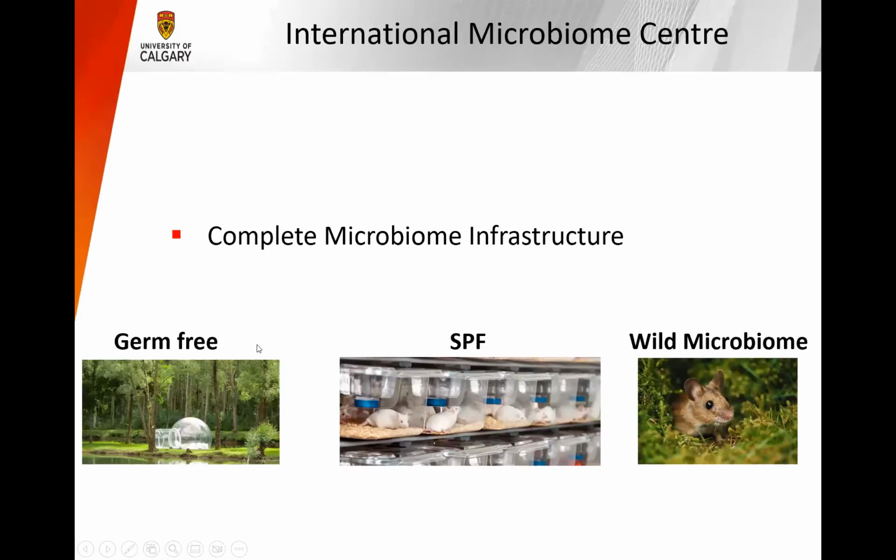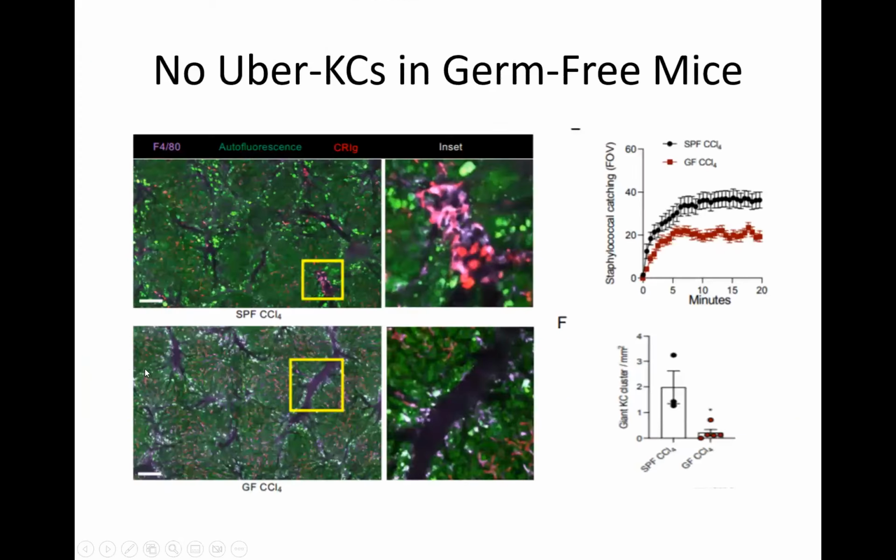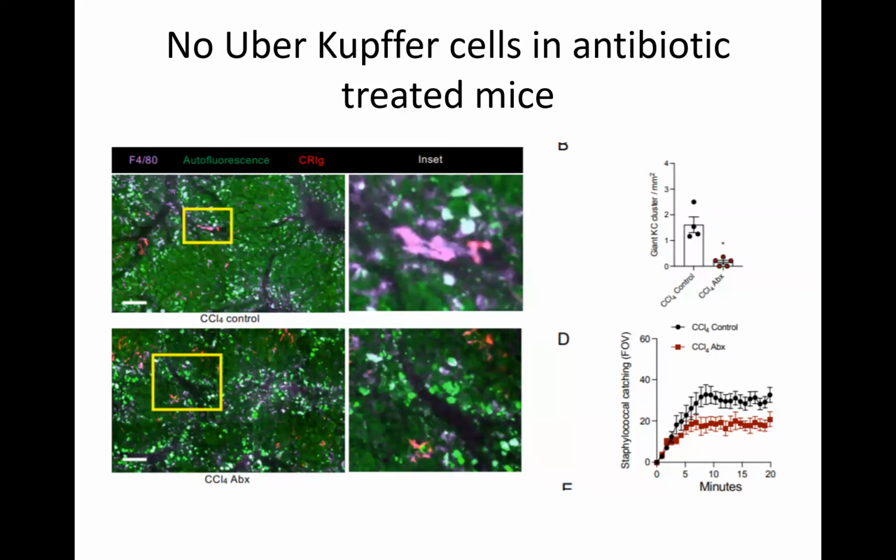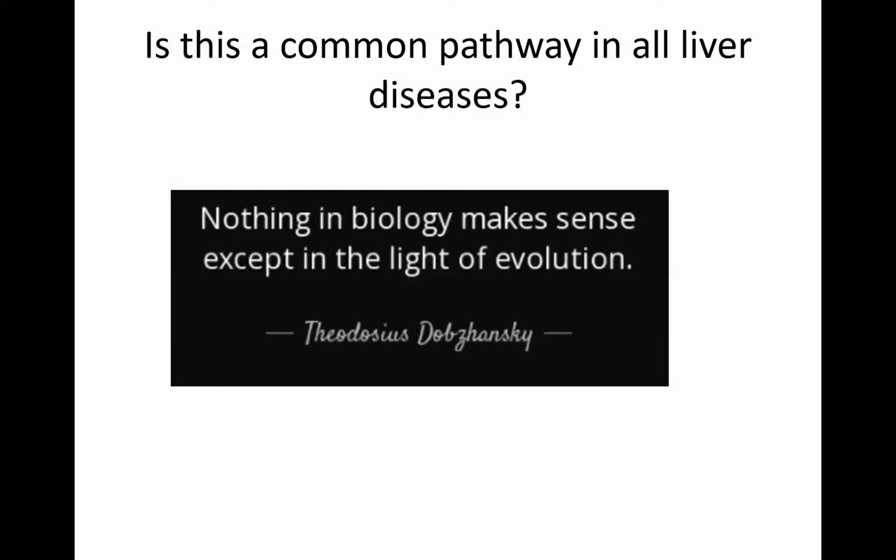And so we looked inside our germ-free facility for guidance on whether this was actually happening. What we saw was that these giant clusters simply did not form in our germ-free mice. In fact, we didn't get recruitment of monocytes into these vessels. So the germ-free mice were totally and utterly devoid of recruitment into these large vessels. And we also replicated this with antibiotics if you don't like germ-free mice. And so we think this is a common pathway when you get fibrotic liver.